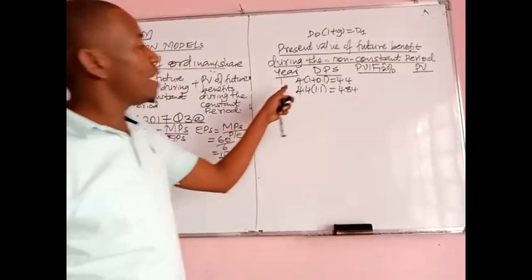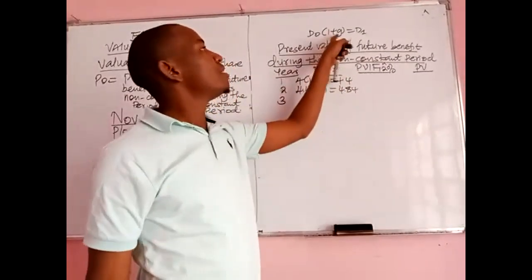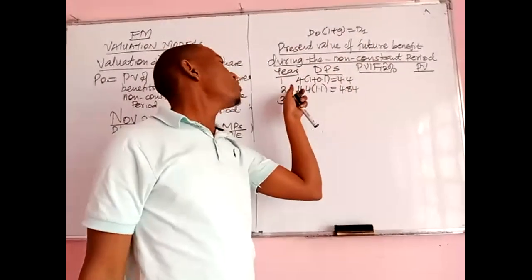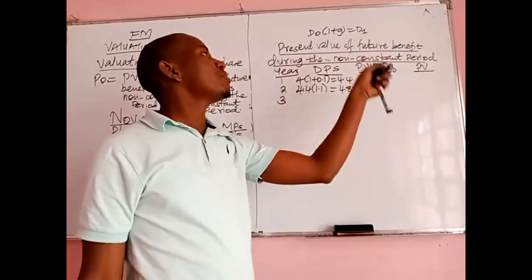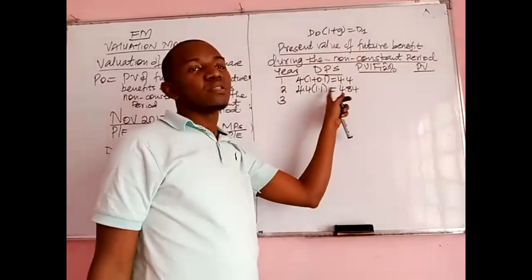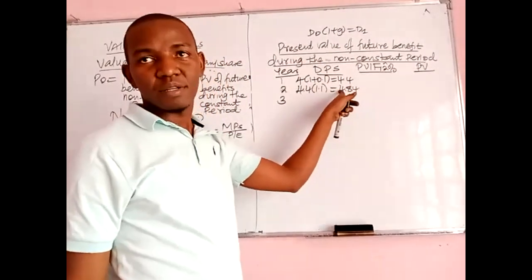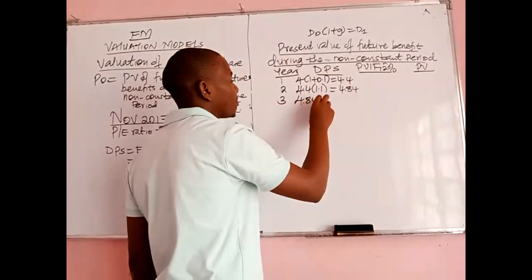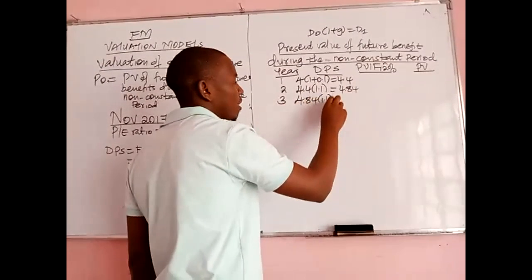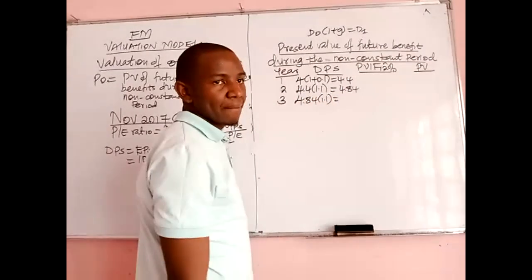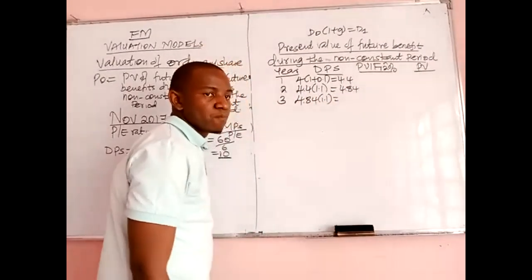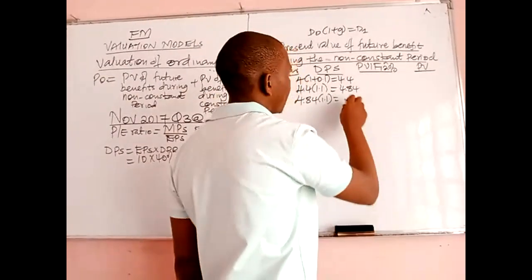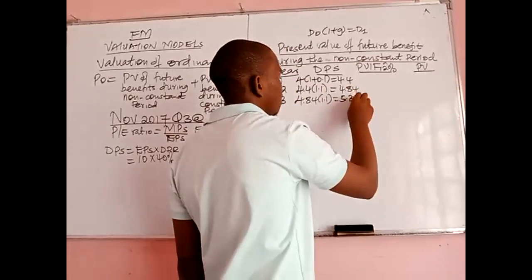So at the end of year 1, this is the dividend. At the beginning of year 2, this is it. So at the end of year 2 it will be 1 plus the growth rate, right? So this one will be 4.84 times 1.1, giving you how much? 5.32.